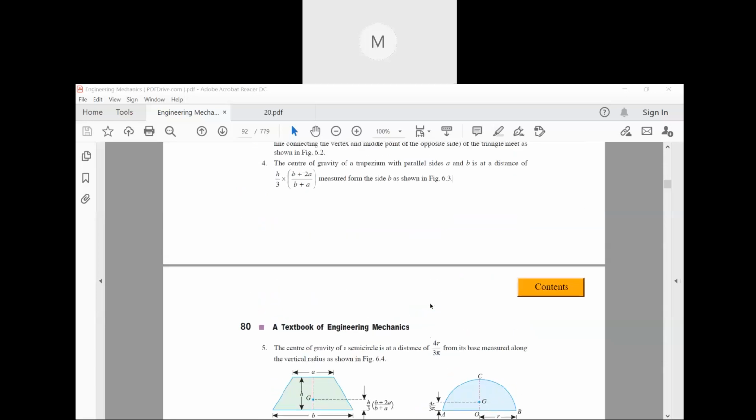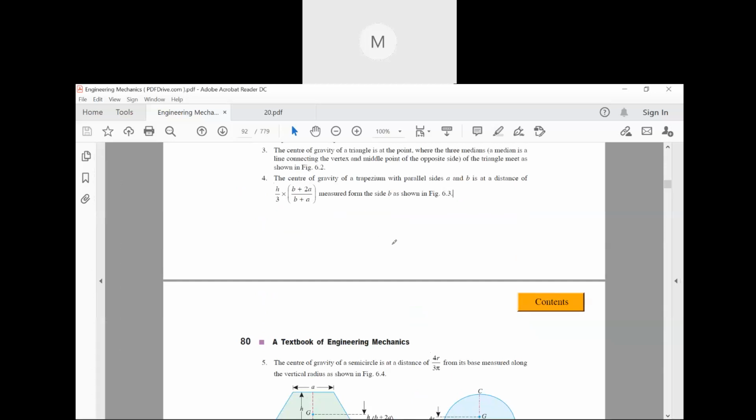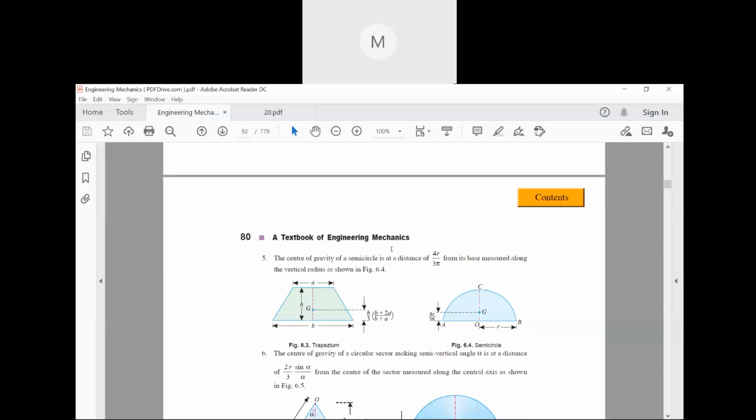The center of gravity of a trapezium. So here, these are the formulas that you need to remember. So this is the center of gravity of a trapezium. This is a trapezium, right? So in this way, we will find out the center of gravity of a trapezium.